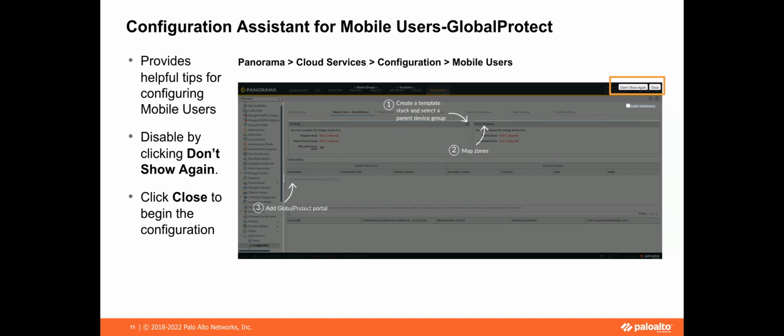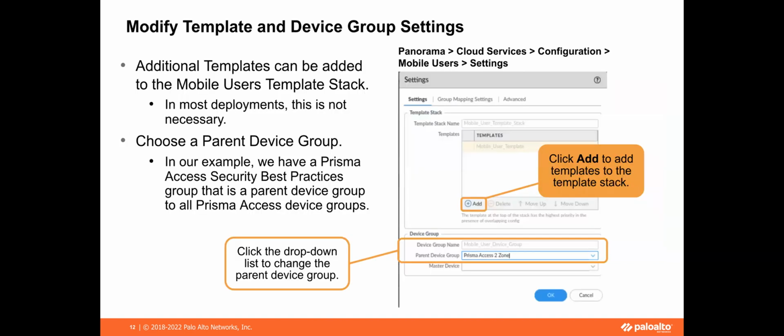Or if you want it to come back again to guide you at any point of time, you can click reset configuration assistance link. So to configure mobile users, there are 3 major configuration parts that you need to do at the very beginning. First, you need to configure your templates, which we will explain later on, and also the template stack. The second, you need to also map your zones. And the third thing is that you need to onboard your GlobalProtect portal. Prisma Access automatically creates a mobile_user_template and includes it in the mobile_user_template_stack, which is a template stack.